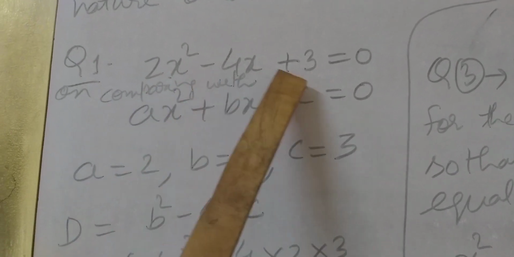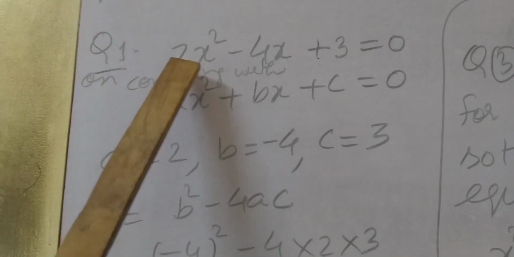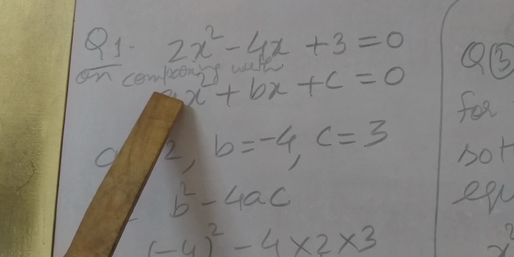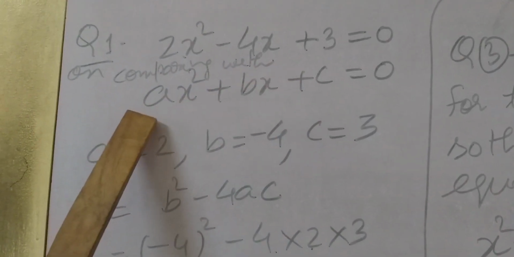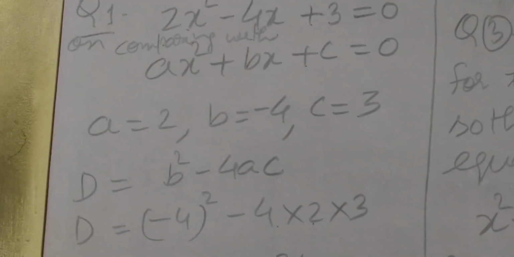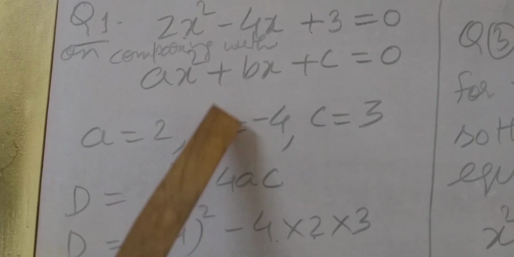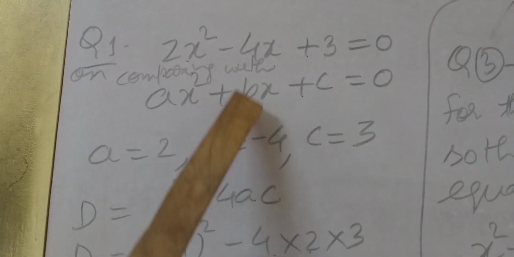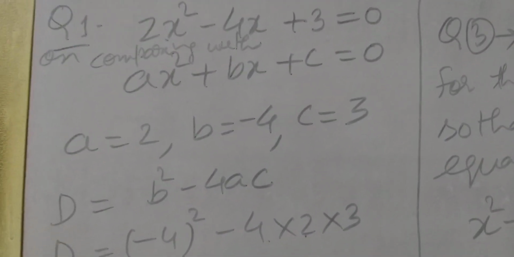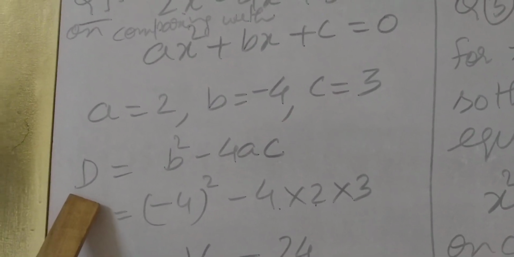2x square minus 4x plus 3 equal to 0. To find out the nature of the roots, students, first of all we have to compare the equation with ax square plus bx plus c equal to 0. So a value equals 2. The value of b is minus 4, student. You can compare c equals 3. Correct? Now, students, we have to find out the discriminant D.